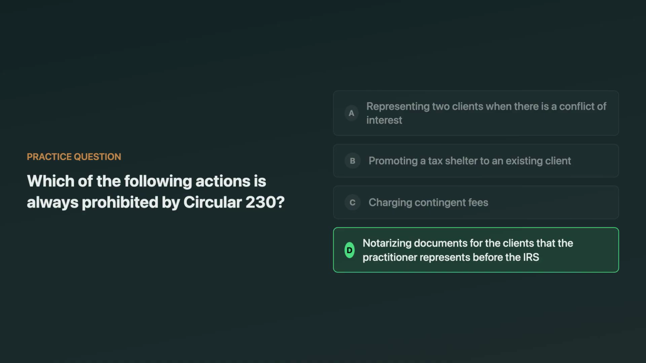The correct answer is notarizing documents for the clients that the practitioner represents before the IRS. If you're involved in the matter before the IRS, or you have a material interest, Section 10.26 prohibits the notary act. A tempting wrong answer is representing clients with a conflict, because that sounds forbidden, but conflicts can be allowed with proper disclosure and written consent, so it's not always prohibited.